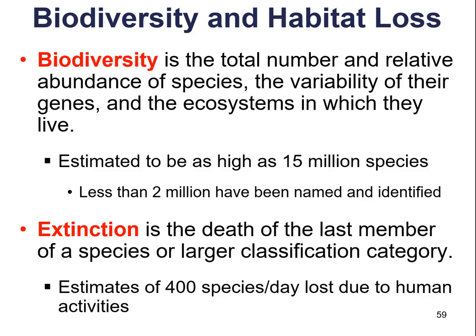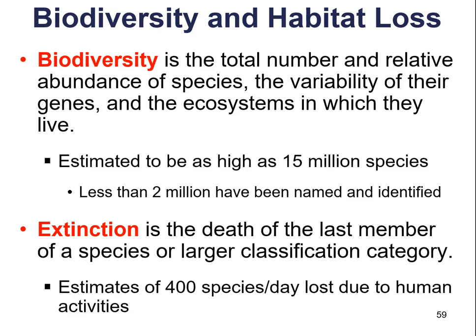So one thing that is a challenge that faces science, and something that, again, continues to challenge us, is habitat loss and basically the loss of diversity, right? The loss of biodiversity. So we should know these terms. And so biodiversity is basically the total number and the relative abundance of species. Okay. It says the variability of their genes and the ecosystem in which they live.